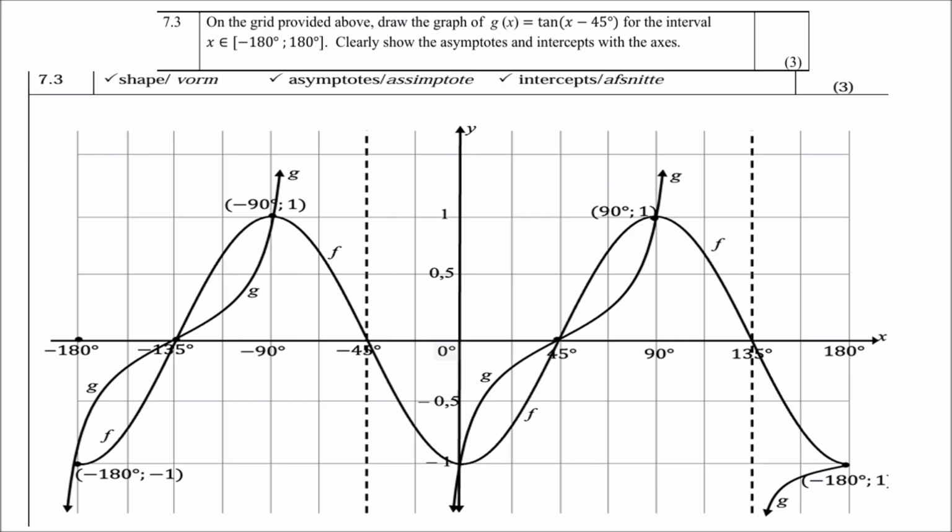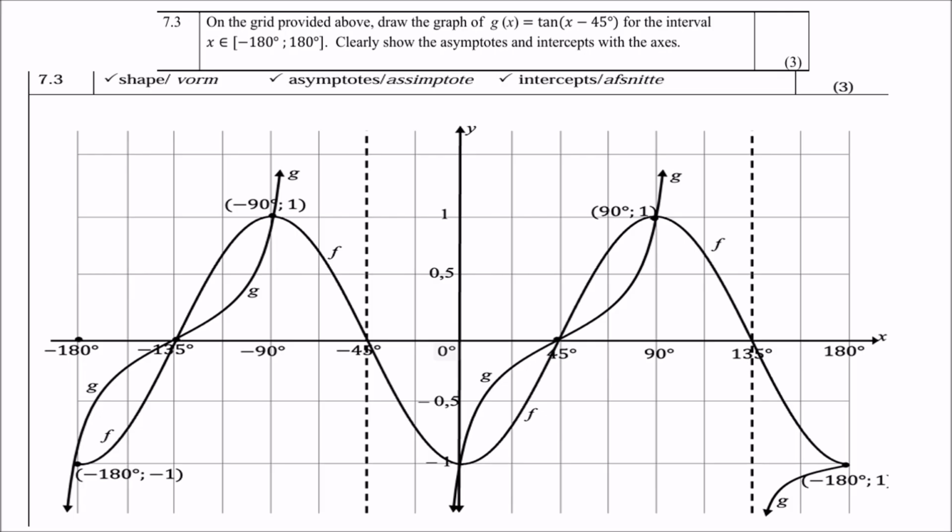It's always with the opposite sign. If it's -45, it moves to the right. If it's +45, it will move to the left. So let's start with the asymptote. Let's start with the 90-degree asymptote. Usually, for tan of x, the asymptote is 90. But if it moves 45 more to the right, then it will be 90 plus 45. So therefore, that asymptote is then 135 degrees.